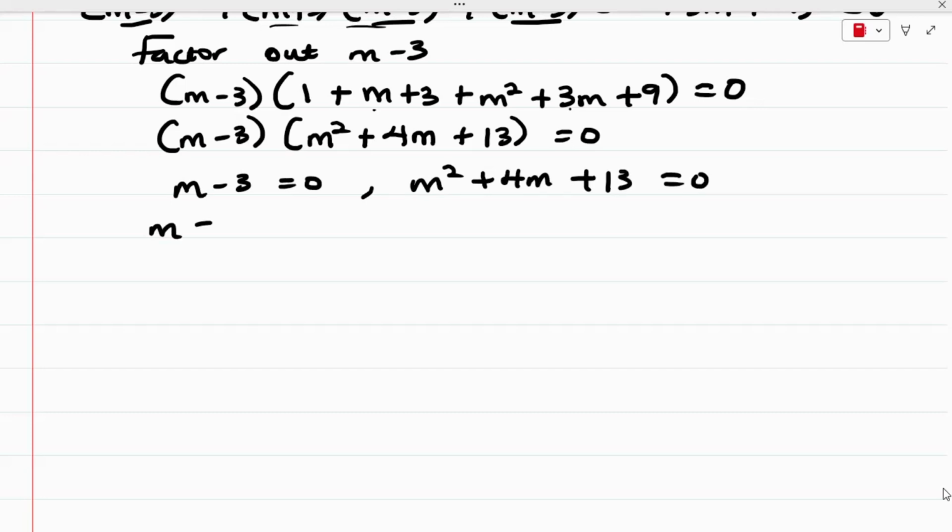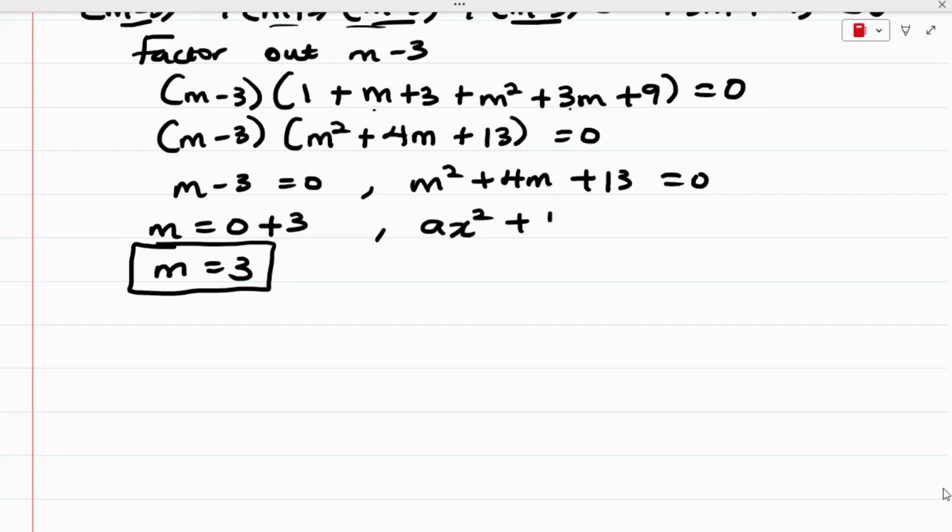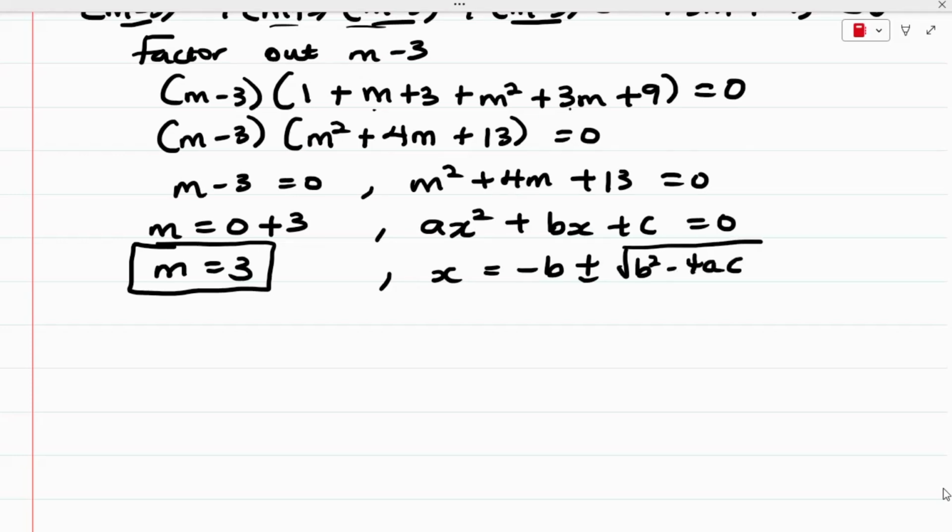So we have m is equals to 0 plus 3, and m is equals to what? 3. So we have this to be the first value of m. So for this quadratic equation we want to apply the quadratic formula, and if we have ax square plus bx plus c equals 0, this implies that x is equals to minus b plus minus the square root of b square minus 4ac divide 2a. So hence we have that a is equals to 1, b is equals to 4, and c is equals to 13.